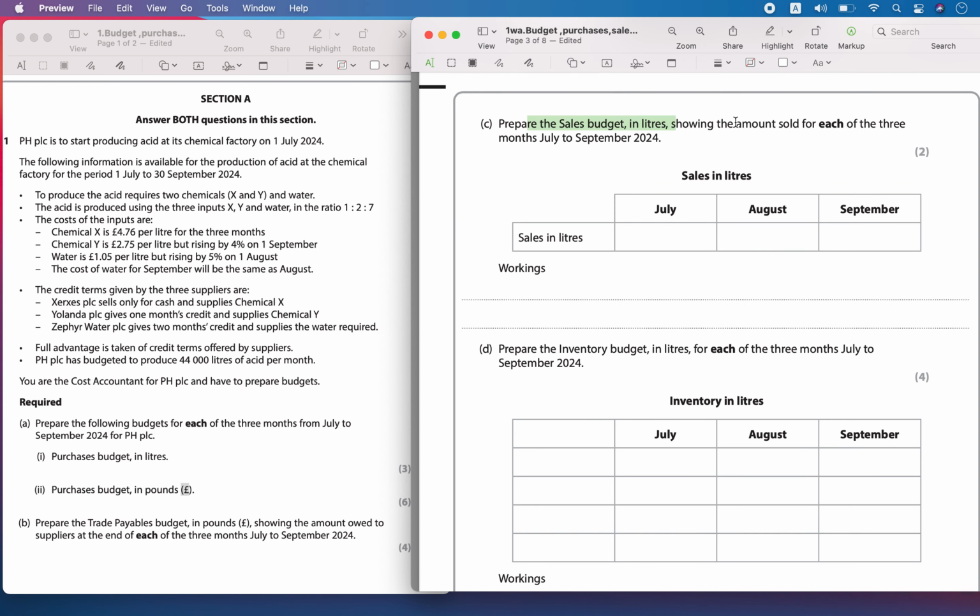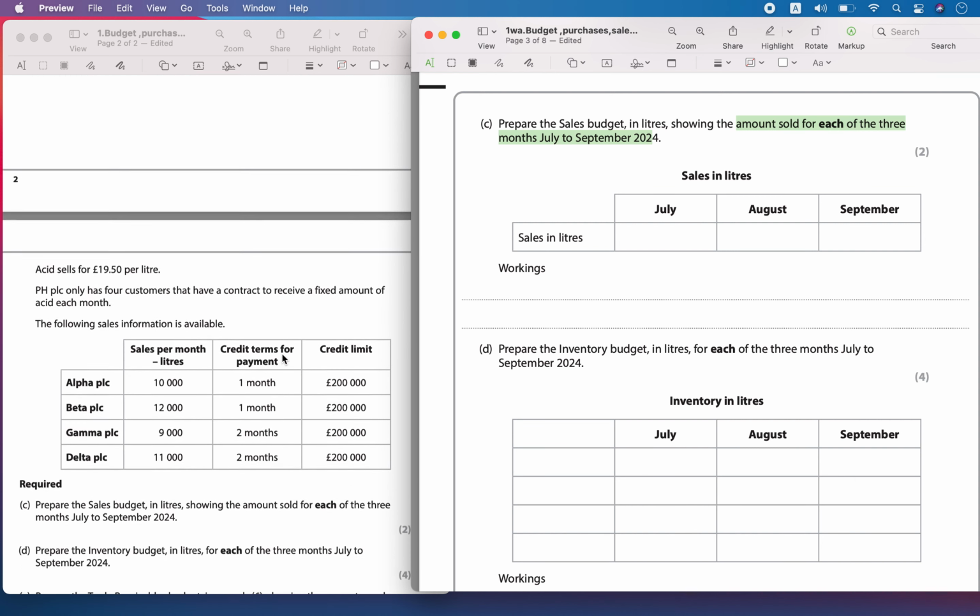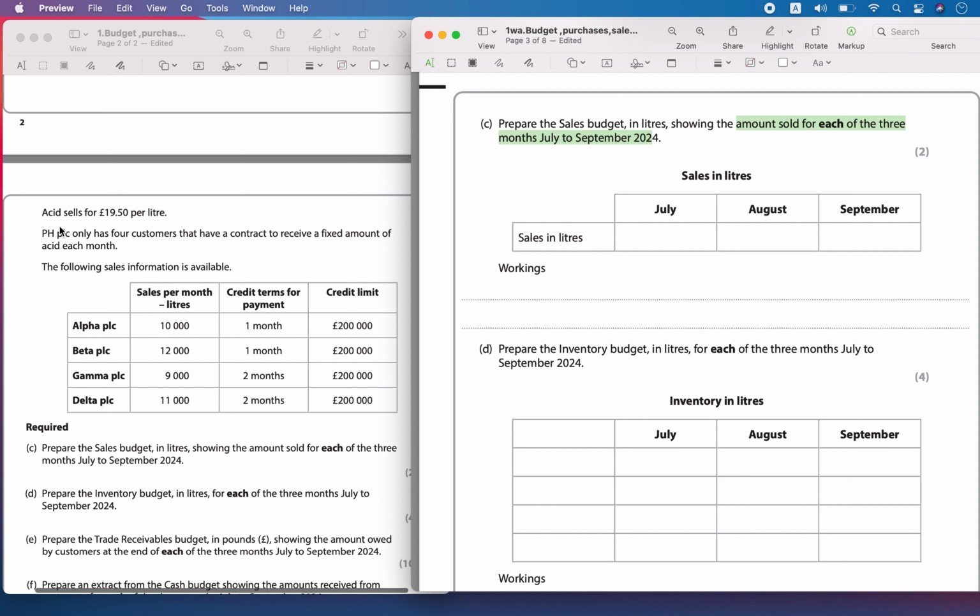Prepare the sales budget in liters showing the amount sold for each of the 3 months from July to September. The information is given here. Acid sells for 19.5 pounds per liter. Whatever they have prepared, they are going to sell it for 19.5 pounds per liter.